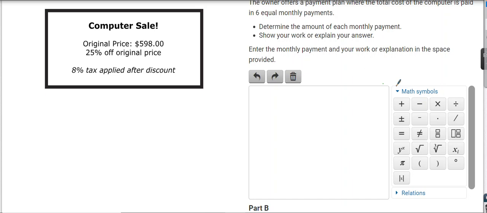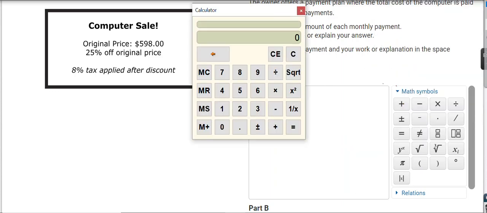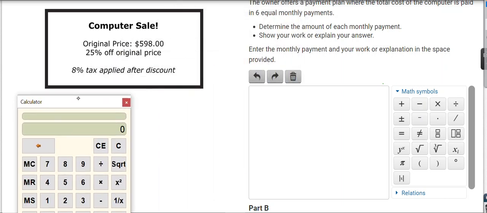So the first thing I need to do is figure out how much I'm actually going to have to pay for this computer. So the first thing I am going to do is pull up a calculator because I'm allowed to use a calculator, and there's no point in doing this by hand if I don't have to. So I have my calculator. All right, I'm going to set this over here. And everything I type in the calculator, I must put in that text box with no exception.